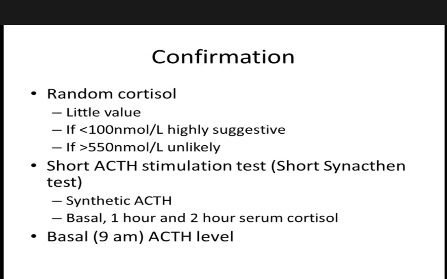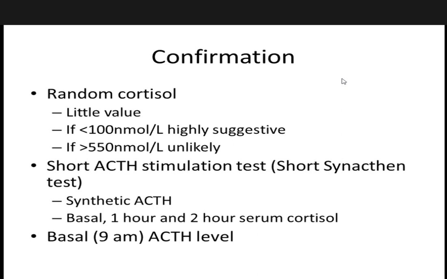So now, how are you going to confirm the diagnosis? This is extremely important, about the synacthen test and all, right? Now, for confirmation, random cortisol has very little value. Now, if the serum cortisol level is less than 100 nanomoles per liter, in stressful conditions, that is highly suggestive of Addison's syndrome, right?